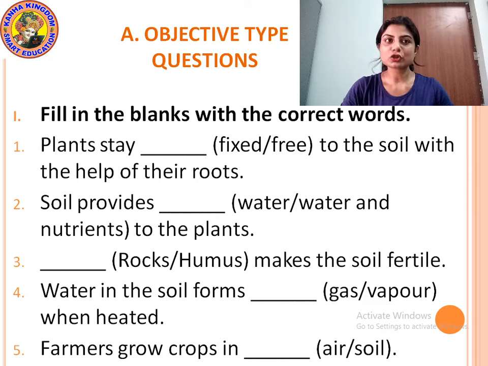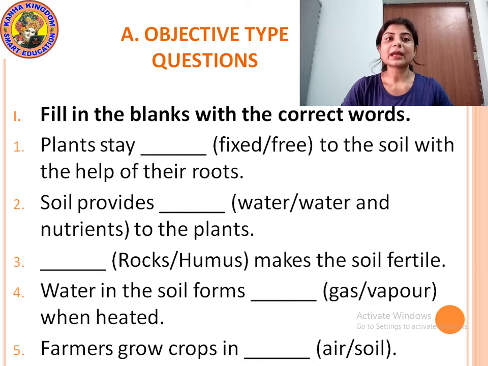Then number 2. Soil provides dash, water and nutrients, to the plants. What does soil provide? The answer will be water and nutrients. Both W-A-T-E-R water and N-U-T-R-I-E-N-T-S nutrients. Soil provides water and nutrients to the plants.